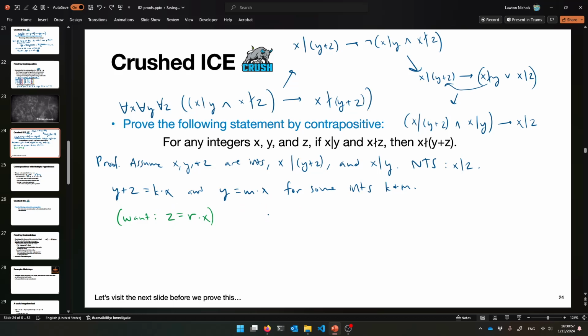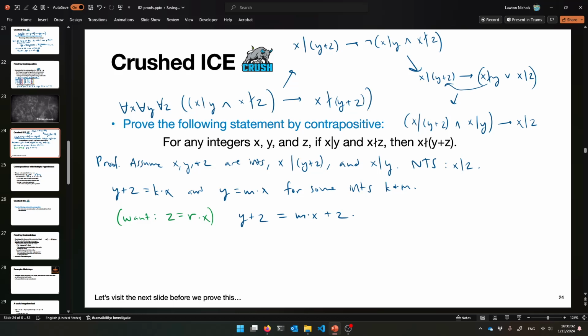So we have y plus z. Y plus z is equal to k times x. Let's see, what could we do with that? But we also know that y is equal to m times x. So let's plug that in. Y plus z, well, y is equal to m times x, so that's equal to m times x plus z. You just got to play around until you find something. So m times x plus z.